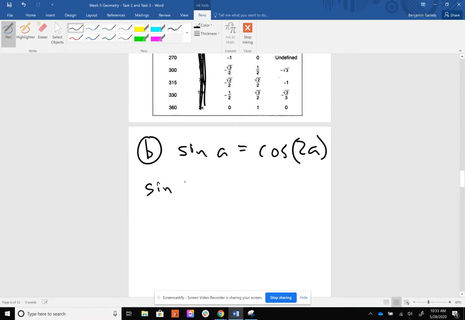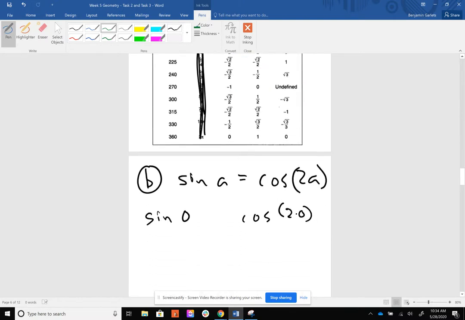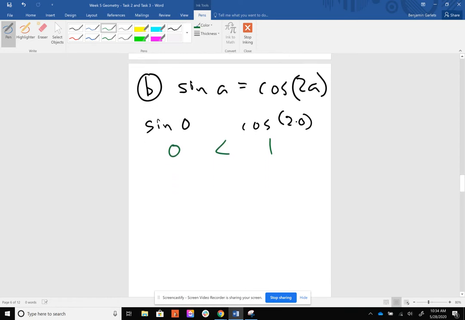So if I check the sine of 0 degrees compared to the cosine of 2 times 0 degrees, the sine of 0 degrees is 0. Cosine of 0 degrees is 1. So this is 0 and this is 1. So this is going to be larger, not equal to.